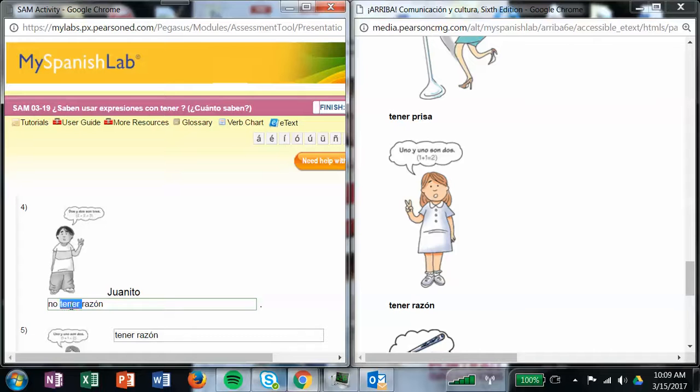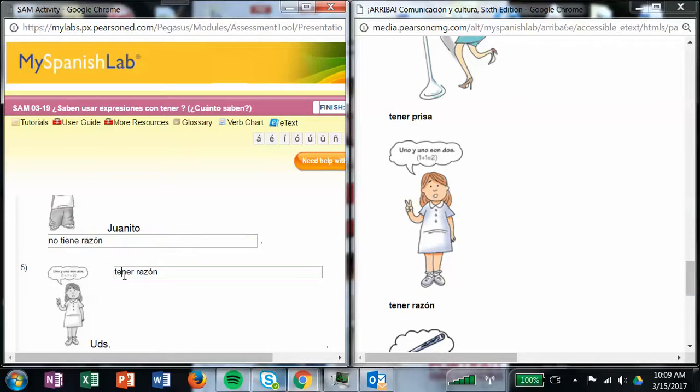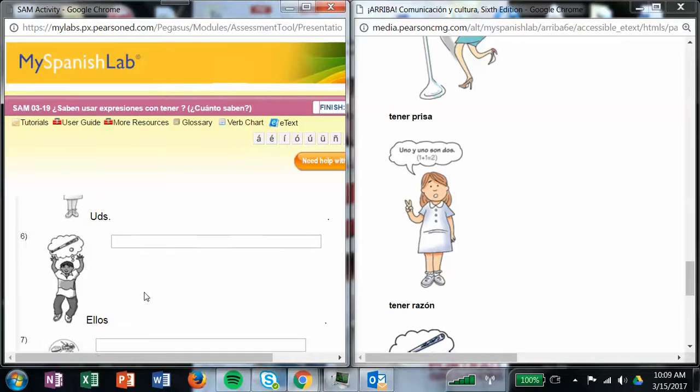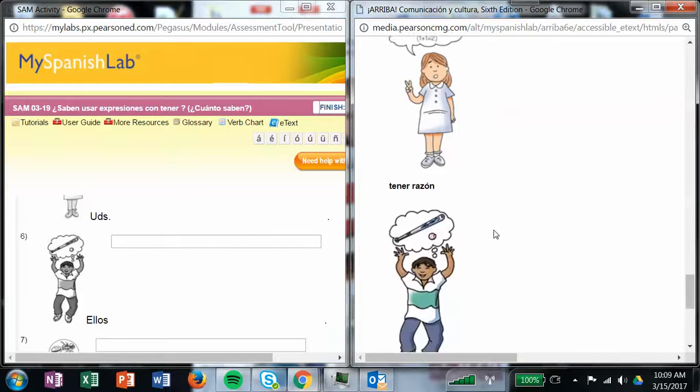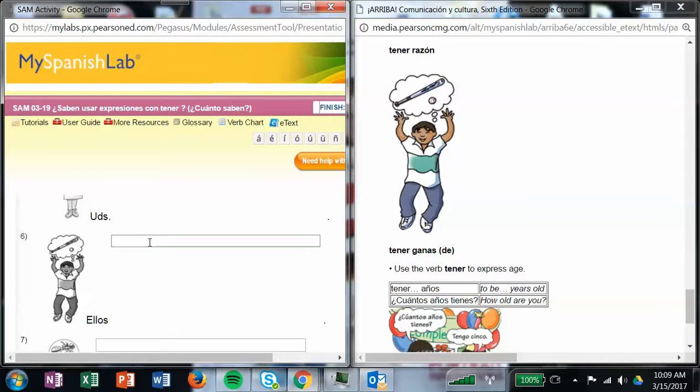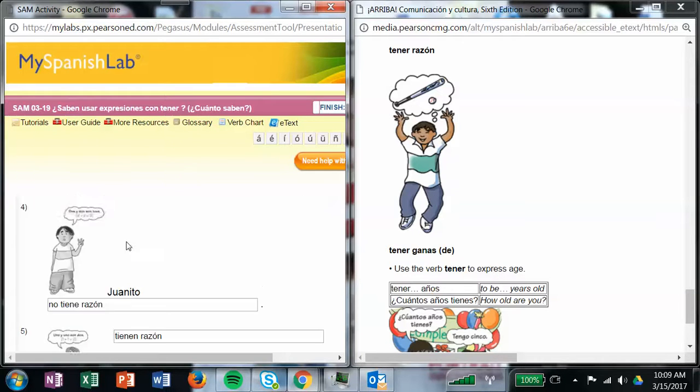So this tener for Juanito becomes tiene, and then for ustedes becomes tienen, okay? And then down here, this is to want to do something, tener ganas de, but then you have to put in what he wants to do, which is probably jugar al béisbol. And so you would change it for ellos: tienen ganas de jugar al béisbol. All right.